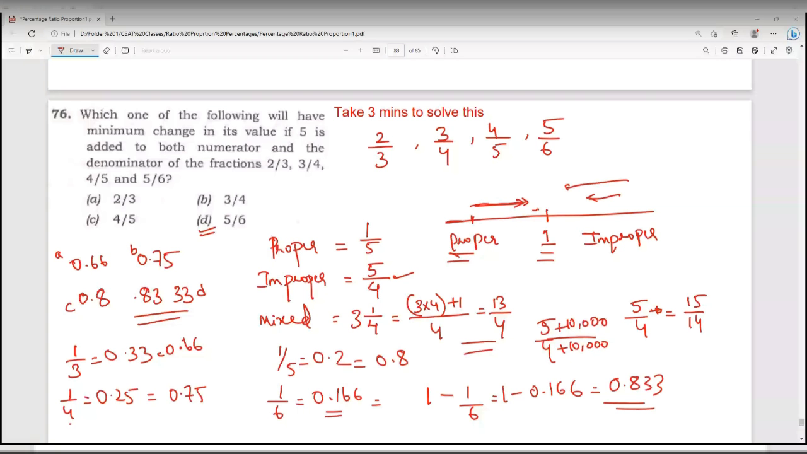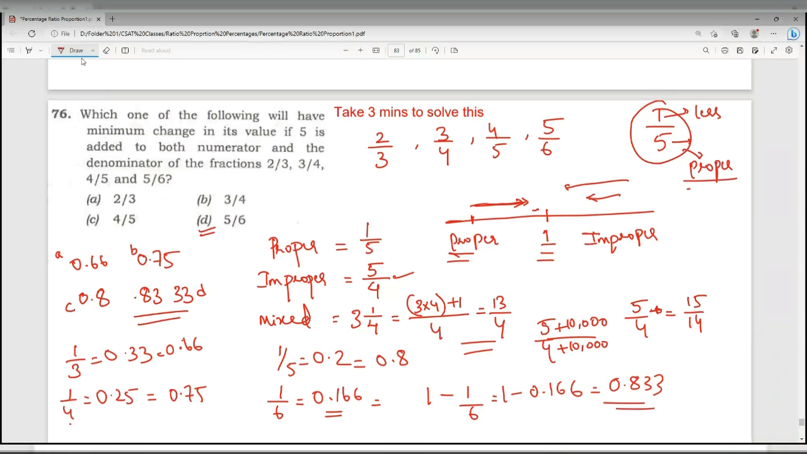Understand. See, proper fractions are fractions where the numerator is less than the denominator. For example, like 1 by 6. Here the numerator is less, and the denominator is more than the numerator. In this case, 6 is greater than 1. These kinds of fractions are called proper fractions.